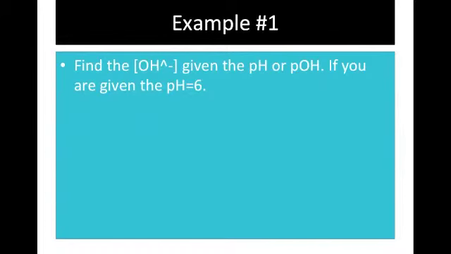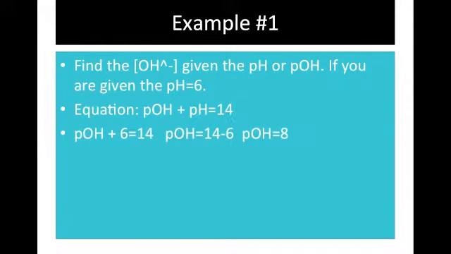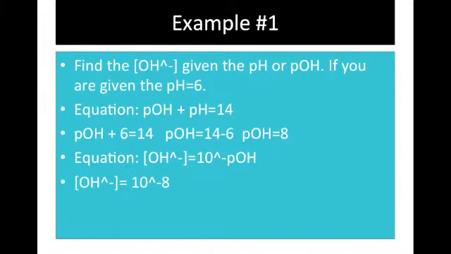Example 1. Find the OH given the pH or pOH if you're given the pH of 6. So for this problem, you would have to use pH plus pOH equals 14, and you would have to subtract 6 from 14, which gives you the pOH of 8. Then you plug in your pOH into your OH equation, and you'd get OH equals 10 to the negative 8, and when you plug this into your calculator, you get OH equals 1.0 times 10 to the negative 8.